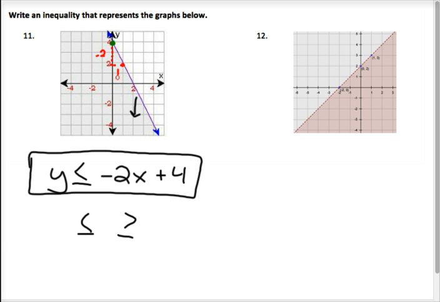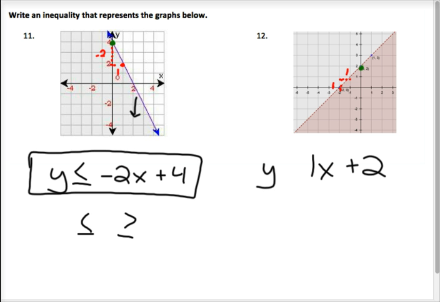And for the next one, again, first thing I need to identify is slope. Well, it looks like I'm going up 1 and over 1. So up 1 and over 1 just leaves me a slope of 1. So I'm going to have 1x. And next I identify my y-intercept. Well, my y-intercept is up at 2, so I'm going to get my plus 2.